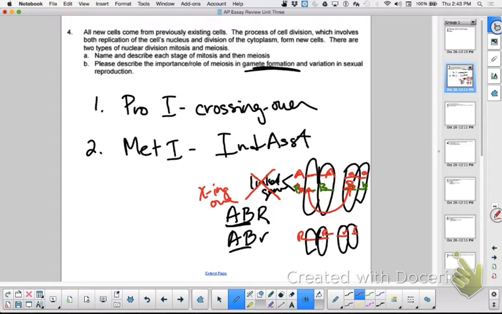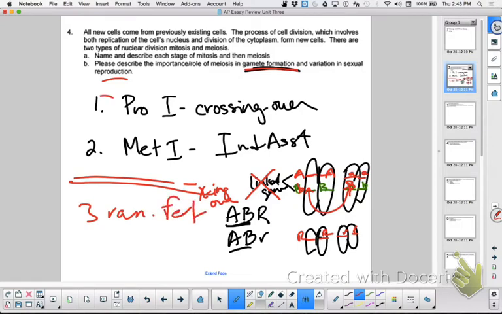Does that make sense? That's in gamete formation. This is just in meiosis where I get variation. But the third way I can get variation as a result of this process is through what? Random fertilization. Just make sure to keep those in your mind. These are a result of the process of meiosis. This is a result of sexual reproduction. Okay, so that is that essay prep.